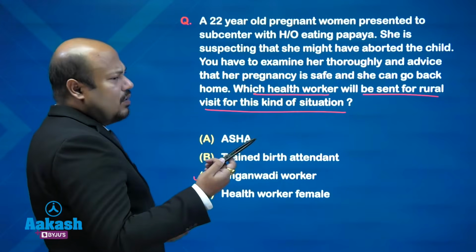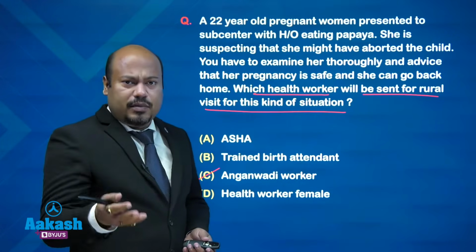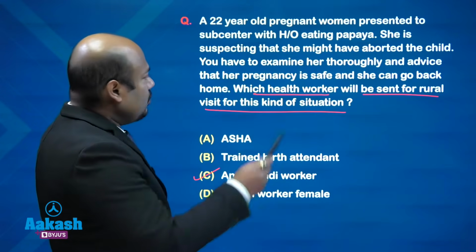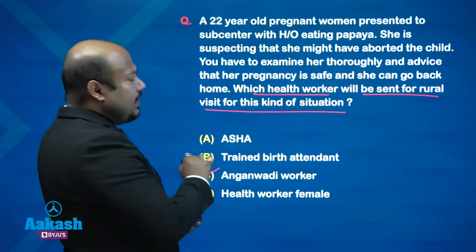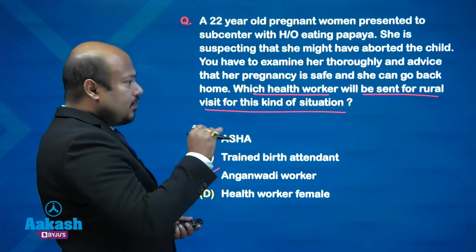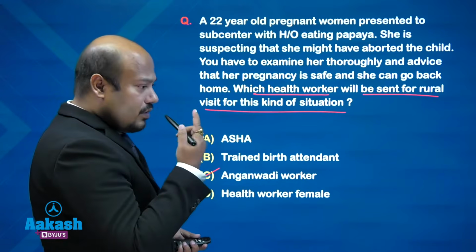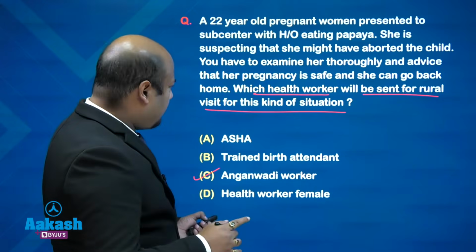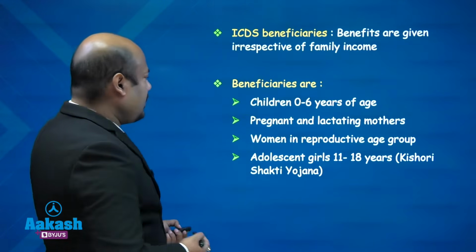Okay. So that was what the question asked, that she is suspecting that she might have aborted the child, because we know that fruits like papaya and pineapple should not be taken during pregnancy. They are abortifacients. So somebody has to examine her thoroughly and advise her that the pregnancy is safe. Basically, we are talking about nutrition education, which fruits or which other food substances are to be avoided during pregnancy. Clear?